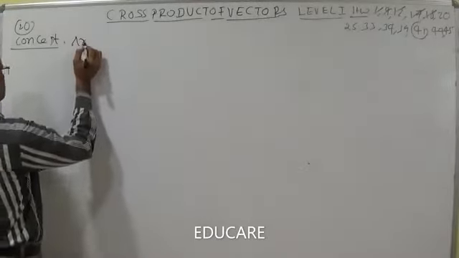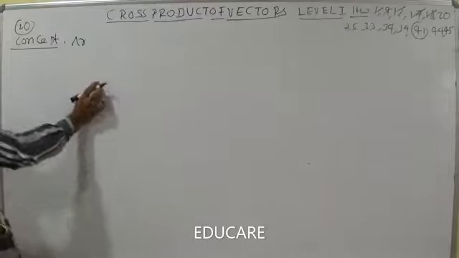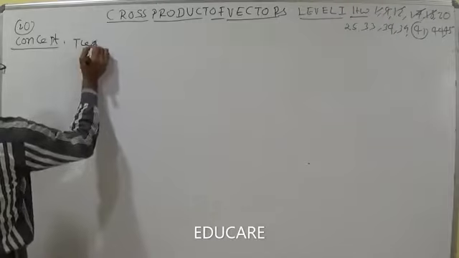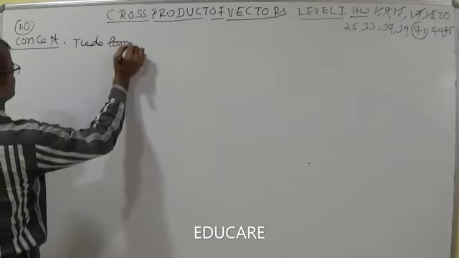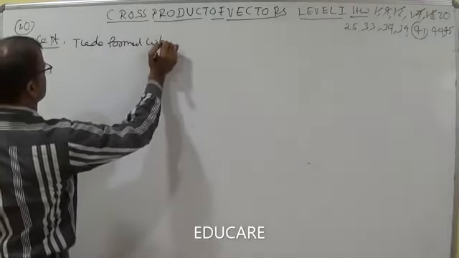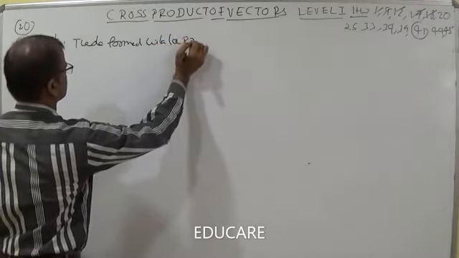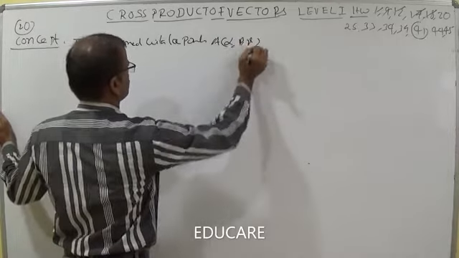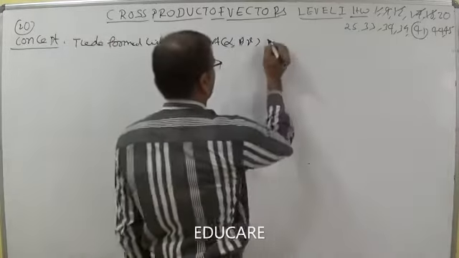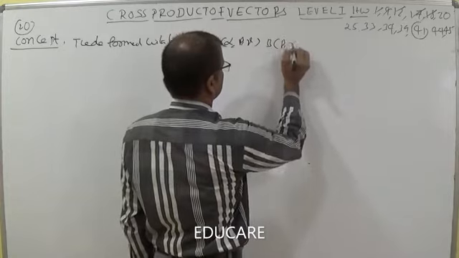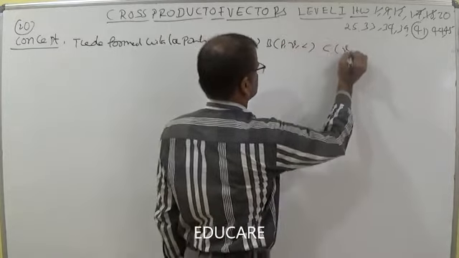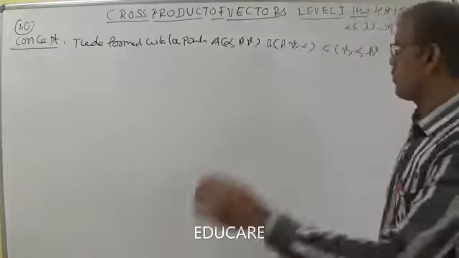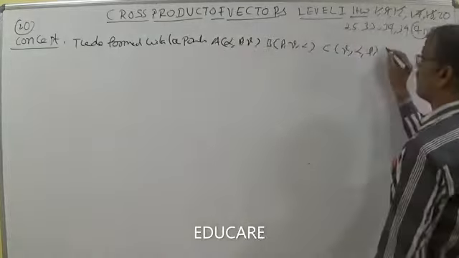The area of the triangle formed with the points A (alpha, beta, gamma), B (beta, gamma, alpha), C (gamma, alpha, beta). These are called cyclic expressions: alpha, beta, gamma, alpha, beta.